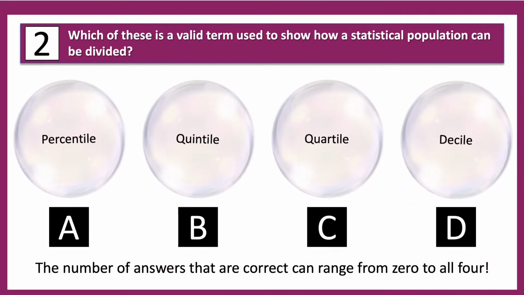Right, we've got one more for you. So Jim, can we have the next question, please? Okay, which of these is a valid term used to show how a statistical population can be divided? So again, same thing again. None of these, 1, 2, 3, or all of them. So answers on the chat, please.